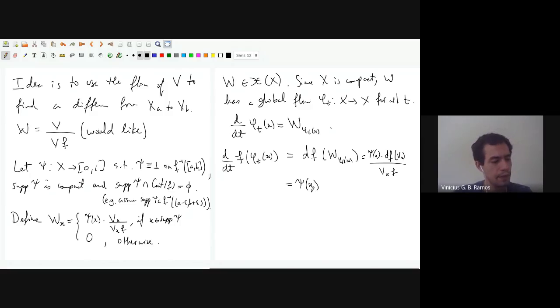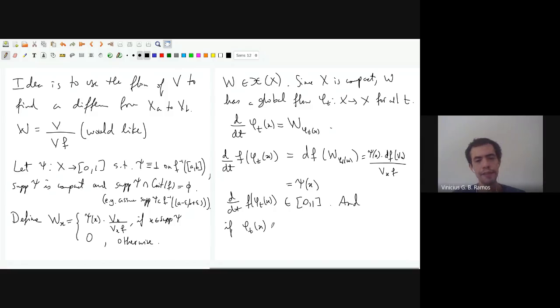Okay. So that means, in particular, d/dt of f of phi t of x, this derivative, is always a number between 0 and 1. And if phi t of x has an image between a and b, then this derivative is actually equal to 1.